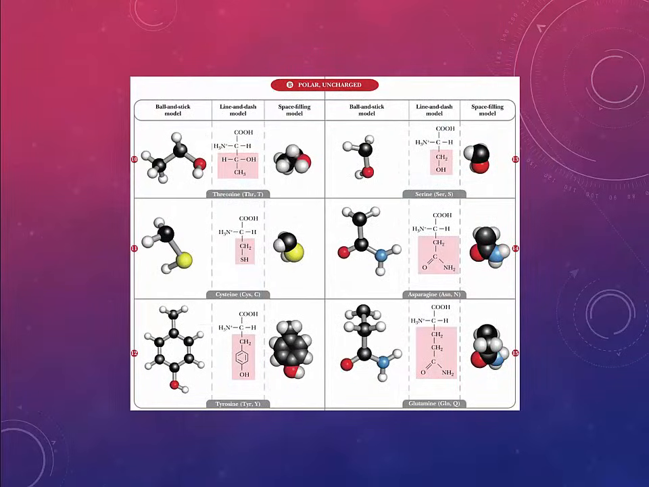Next up are the polar uncharged amino acids. These are threonine, serine, cysteine, which is a bit unusual as you'll see. Notice the terminal sulfur. Asparagine, compare this one to aspartate. Tyrosine, look at this structure compared to phenylalanine. And glutamine, look at this compared to glutamate.